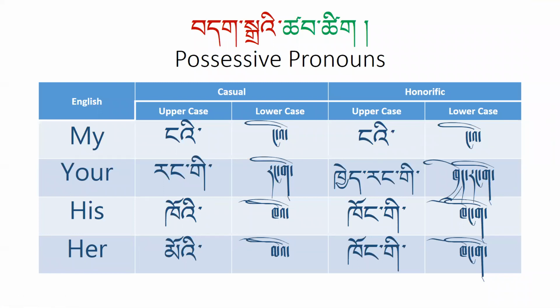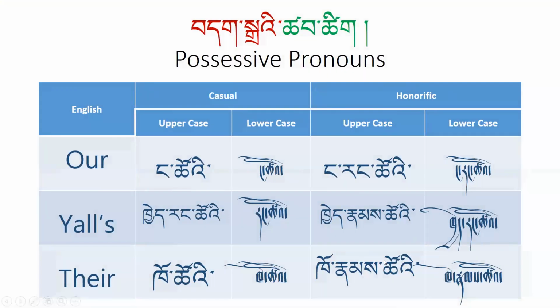My, nge, nga hakigu ngi, nga hakigu, I, nge. It's the same thing for honorific and akasho. Both are pronounced nge. Your, rangi. For honorific, kirangi. His, kwe, ka naro hakigu kwe. Honorific, kongi. Me, her, me. Honorific, kongi.